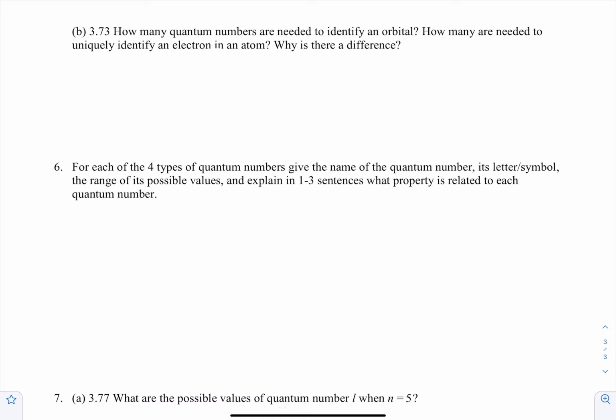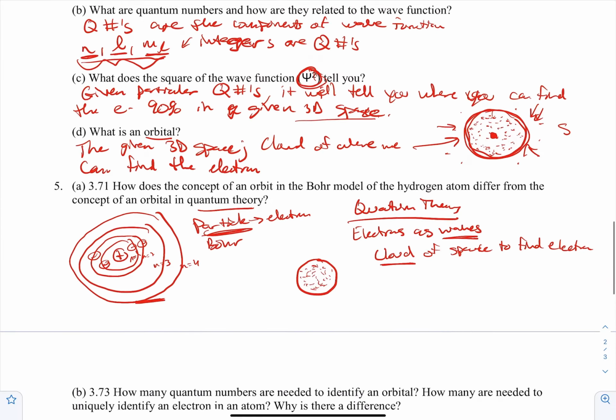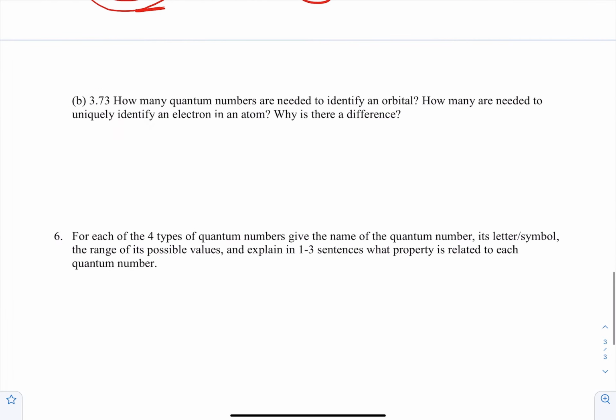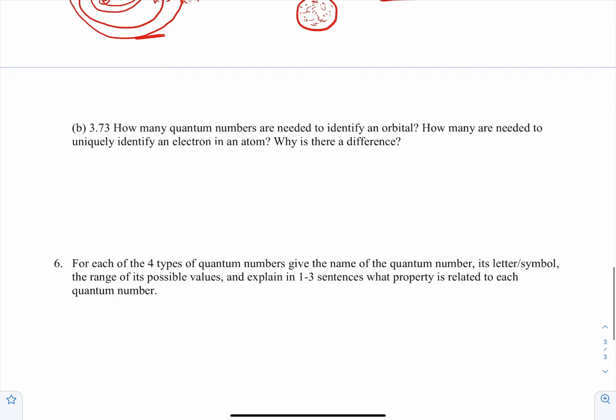All right, part B, how many quantum numbers are needed to identify an orbital? How many are needed to uniquely identify an electron in an atom, and why is there a difference? So back to the Schrodinger equation, remember we got these 3 quantum numbers out. These 3 quantum numbers will only identify one particular orbital. So for orbitals, we need 3 quantum numbers, n, l, and m sub l.